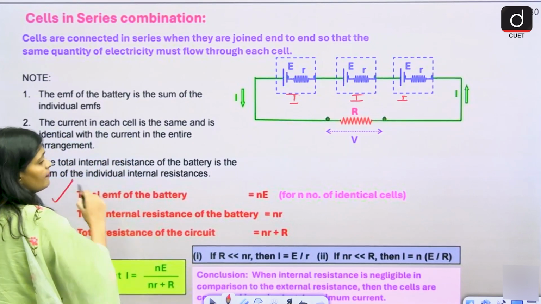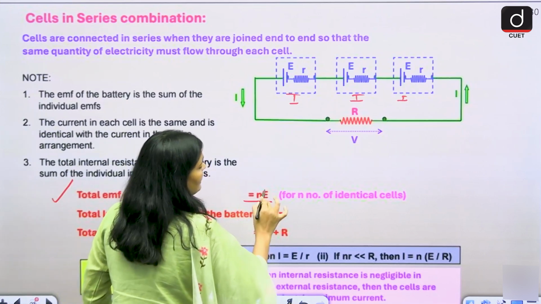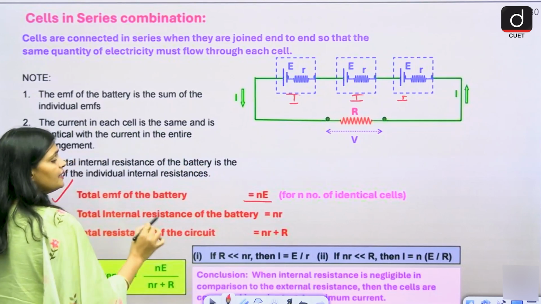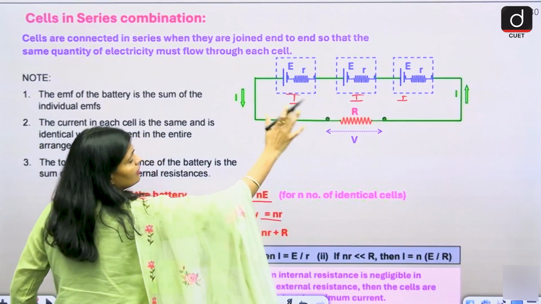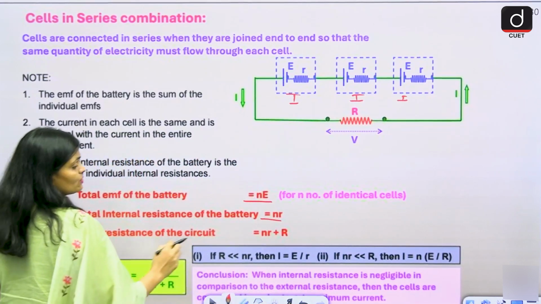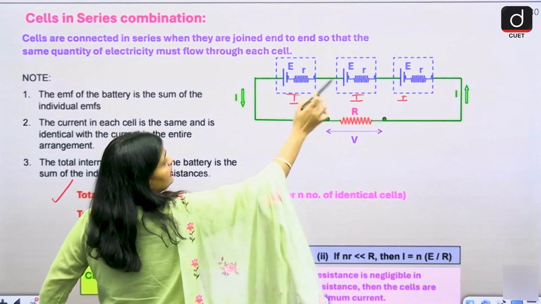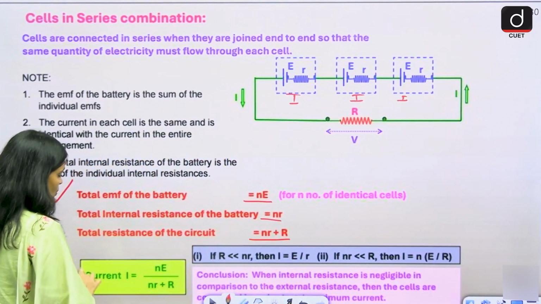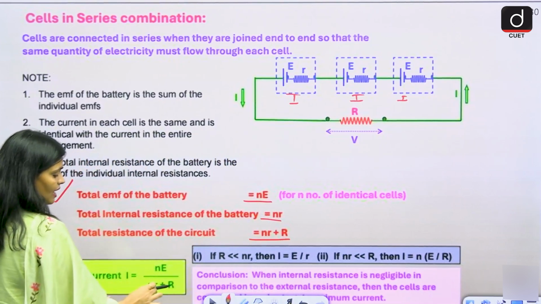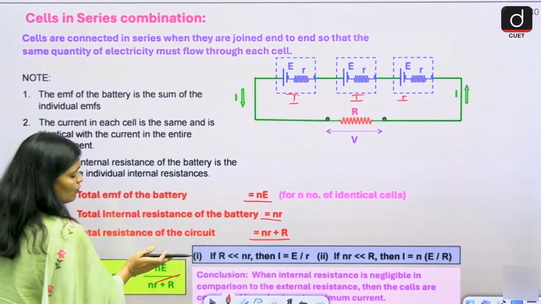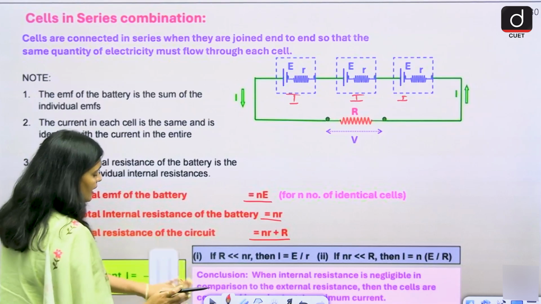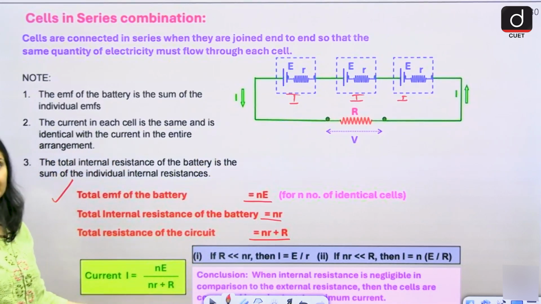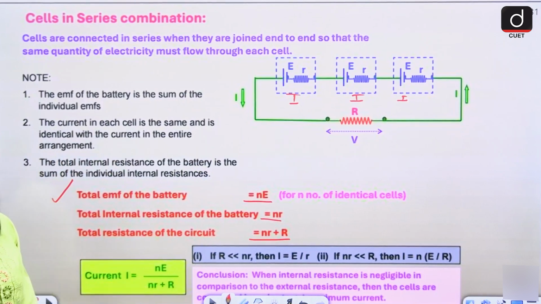So what will the total EMF be? NE. What is N? Number of identical cells. Total internal resistance is Nr, right? What will the total resistance of the circuit be? It is Nr plus capital R. Okay, so now what is the current? I equals NE by R plus Nr. Now why are you using this N? Like how many cells are you using? If 3 cells, then N will be 3. So you have used this N for that purpose, okay.